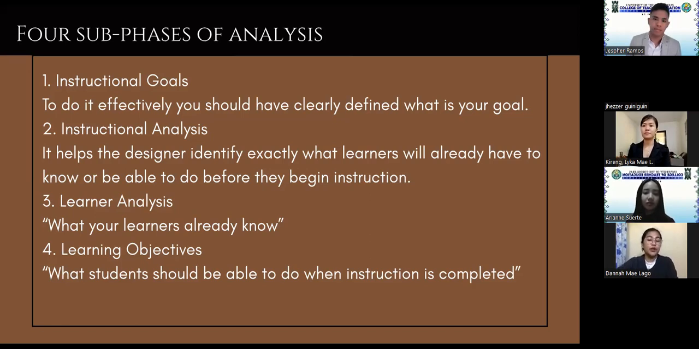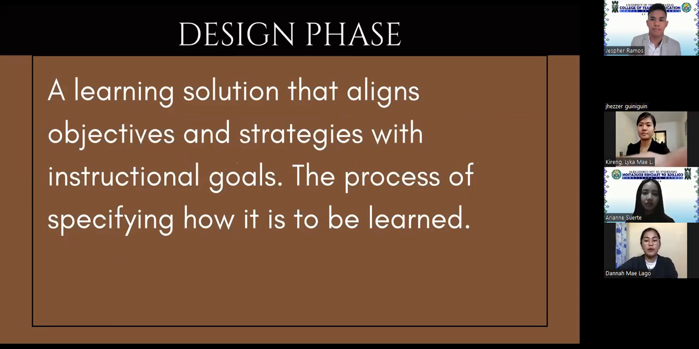Analysis is important in the ADDIE model because it helps us identify learning goals and objectives. It also helps us gather information about what our audience already knows and what they still need to learn. During this stage, you conduct an in-depth training needs assessment to help you identify the gaps. That's all for the analysis phase. Now I will pass the floor to Ma'am Laika for the second phase. Thank you.